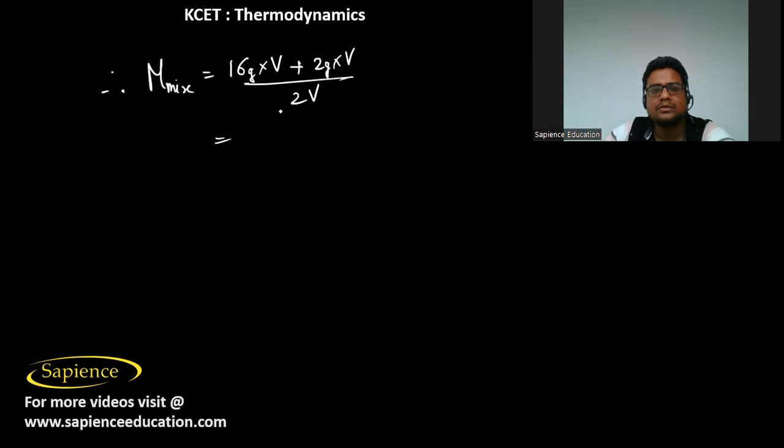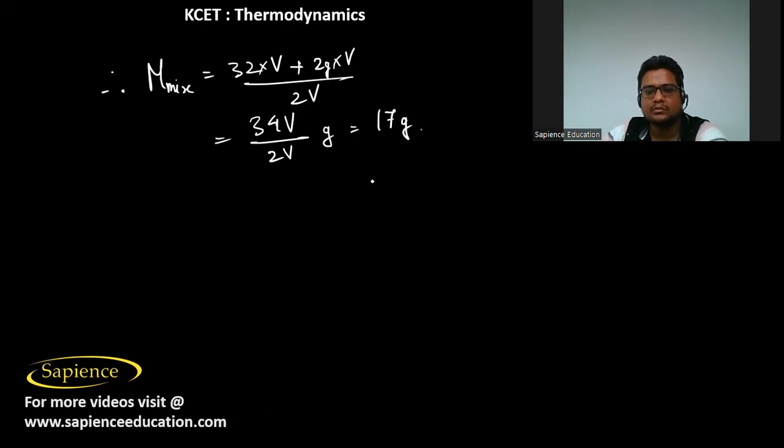Sorry, this will be 32 gram, not 16. So it will be 34V by 2V grams. So this will be 17 gram. So the molar mass of the mixture is 17 gram.